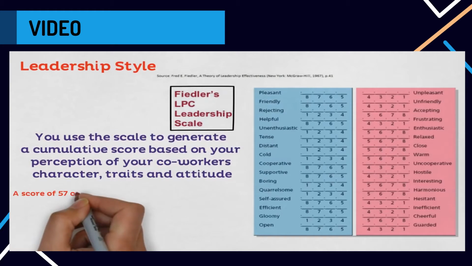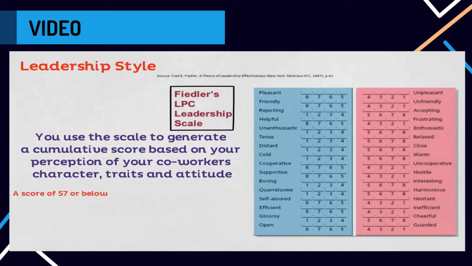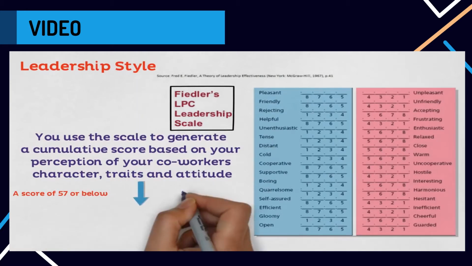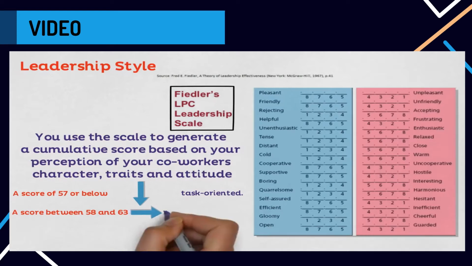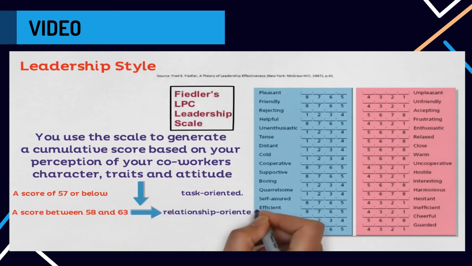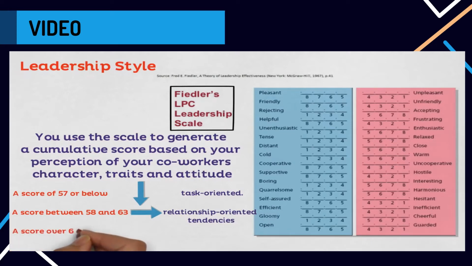Furthermore, a score of 57 or below is considered a low LPC score, and the leader style is task-oriented. A score between 58 and 63 is considered a middle LPC score. This means the leader could have task-oriented or relationship-oriented tendencies. A score over 64 is considered a high LPC score, and the leader is relationship-oriented.